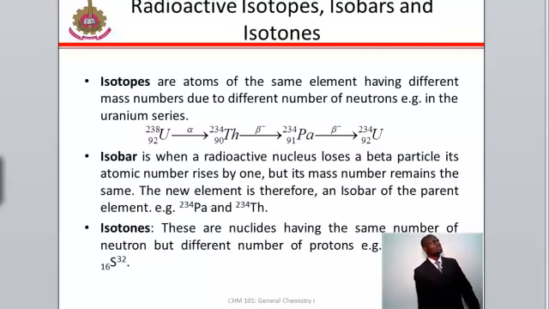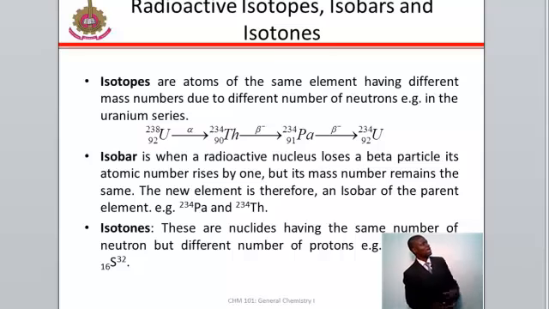Radioactive isotopes, isobars, and isotopes. Isotopes are atoms of the same element. They have the same atomic number but different mass number or number of neutrons. A good example is the uranium decay series. Uranium, we have 238 as the mass number, 92 is the atomic number.